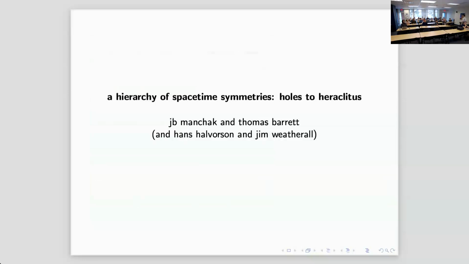I'm really happy to be here. The title of my talk today is "A Hierarchy of Spacetime Symmetries: Fools for Heraclitus." Most of the talk is going to be coming from a paper I wrote with Thomas on this, but really this is a larger project that I've been working on with other folks too, including Hans and Jim. And yeah, I owe all three of these people a lot.